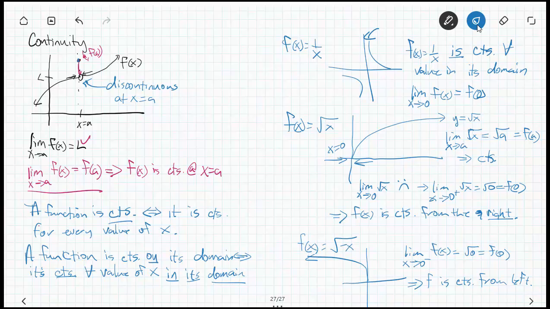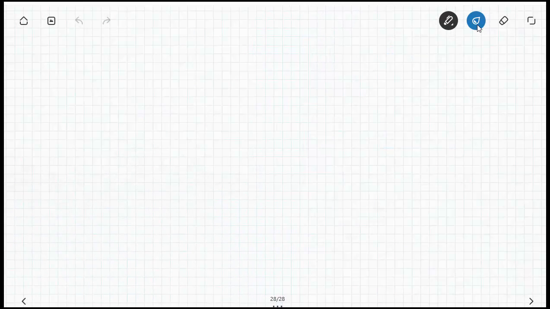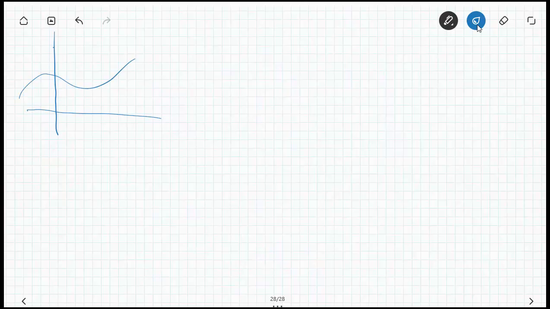Now, why is that important? Well, not only is it important for functions like the square root of x, which we just talked about, but it's important, let's say that I have some crazy function. Let's just say some crazy polynomial, right? Let's keep it simple. This is f of x, some crazy polynomial.